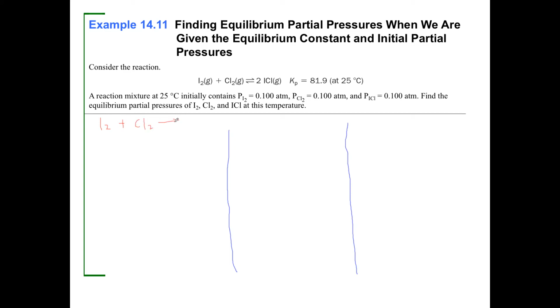Okay, so I2 plus chlorine gas is in equilibrium with iodine monochloride. Okay? Oops, 2. Big deal. Initial, change, equilibrium. So a reaction mixture initially, at 25 degrees Celsius, initially contains partial pressure of I2 of 0.100 atmospheres and partial pressure of chlorine gas of 0.100 atmospheres. Find the equilibrium partial pressures.